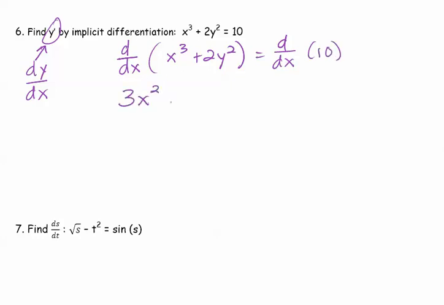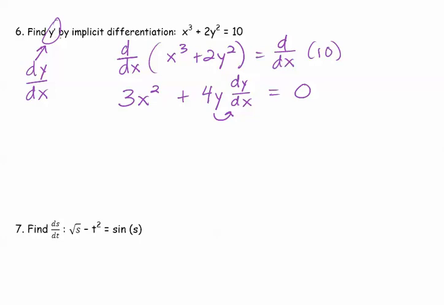So the first term doesn't need a chain rule. If we did, it would look like a dx over dx. And our second term, power rule, 4y to the first, that one, when we differentiate a y with respect to x, of course, we get a dy dx. And on the other side, we have a 0.